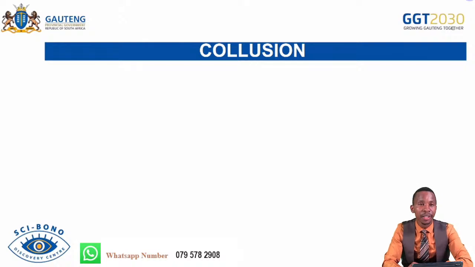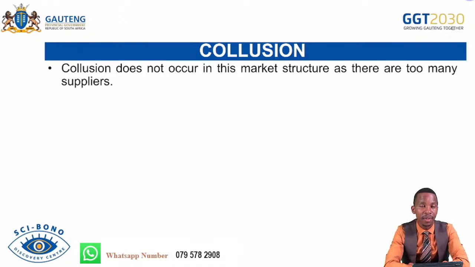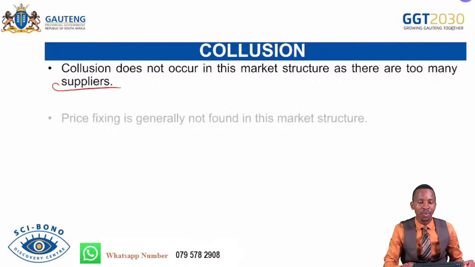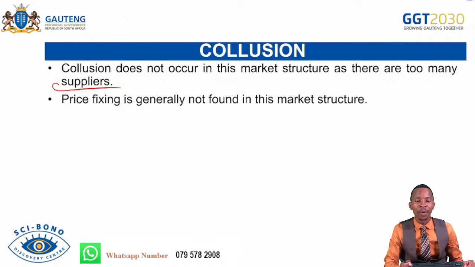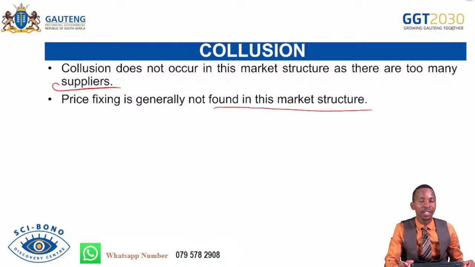And then the collusion. Under monopolistic competition, there is no collusion. Firms do not collude, do not meet to fix the price. They act independently from competitors. Collusion does not occur in this market structure as there are too many suppliers. So firms do not collude. They don't get together to do price fixing and agree on production techniques. Price fixing is generally not found in this market structure.